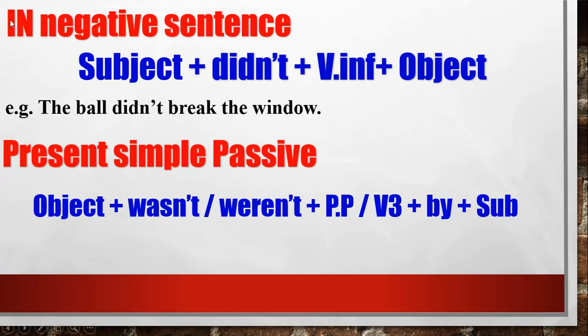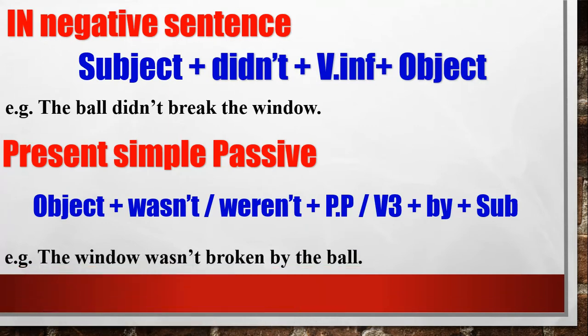Okay, let's change the sentence to the passive. Where is the object here? The object here is the window. So I will start the sentence by using the window as the first. So the answer is, the window is a singular noun, so I will say wasn't. The window wasn't broken by the ball. Okay, let's go to another point.